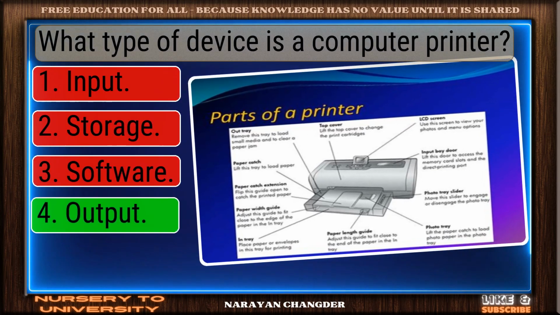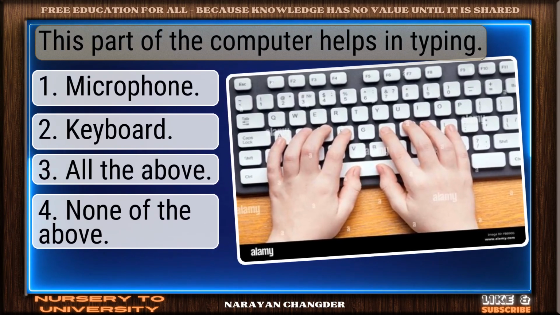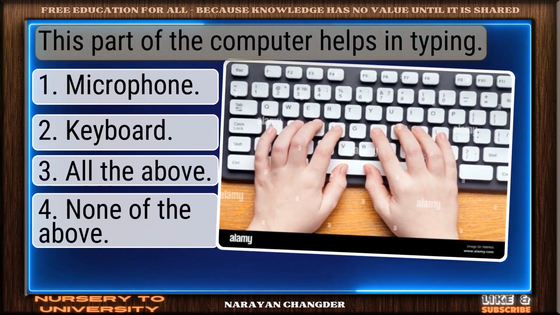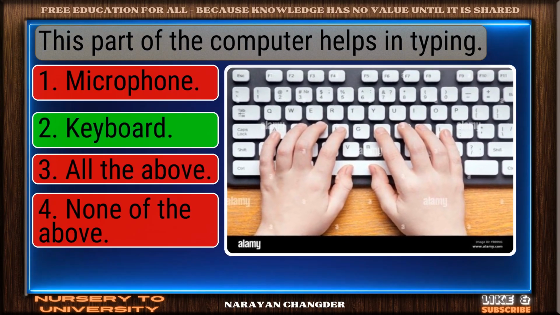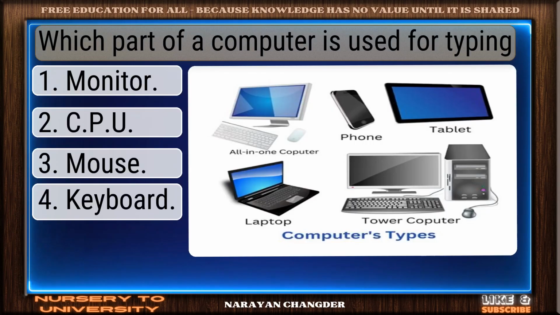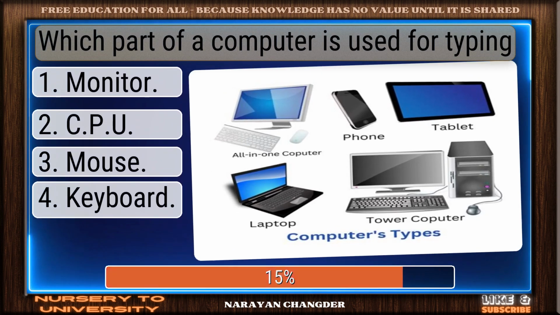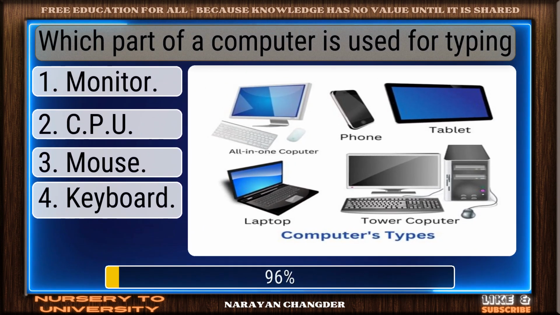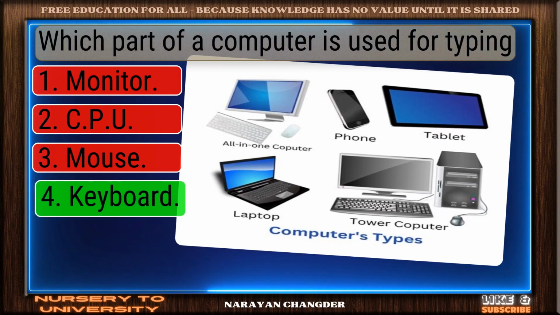Nice selection. Output is the correct and valid answer. This part of the computer helps in typing. Valid point. Keyboard is true. Which part of a computer is used for typing? Good job. Keyboard works well here.